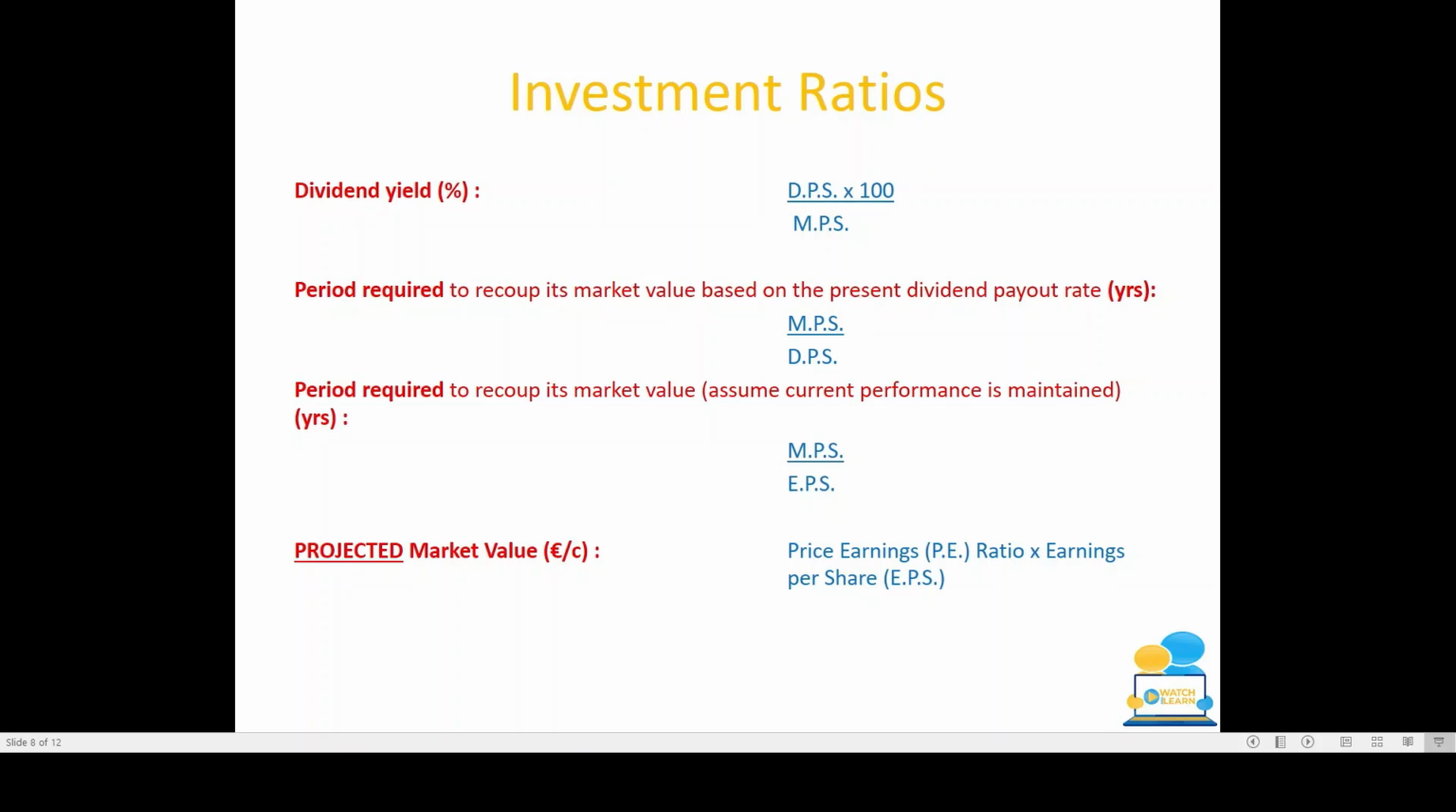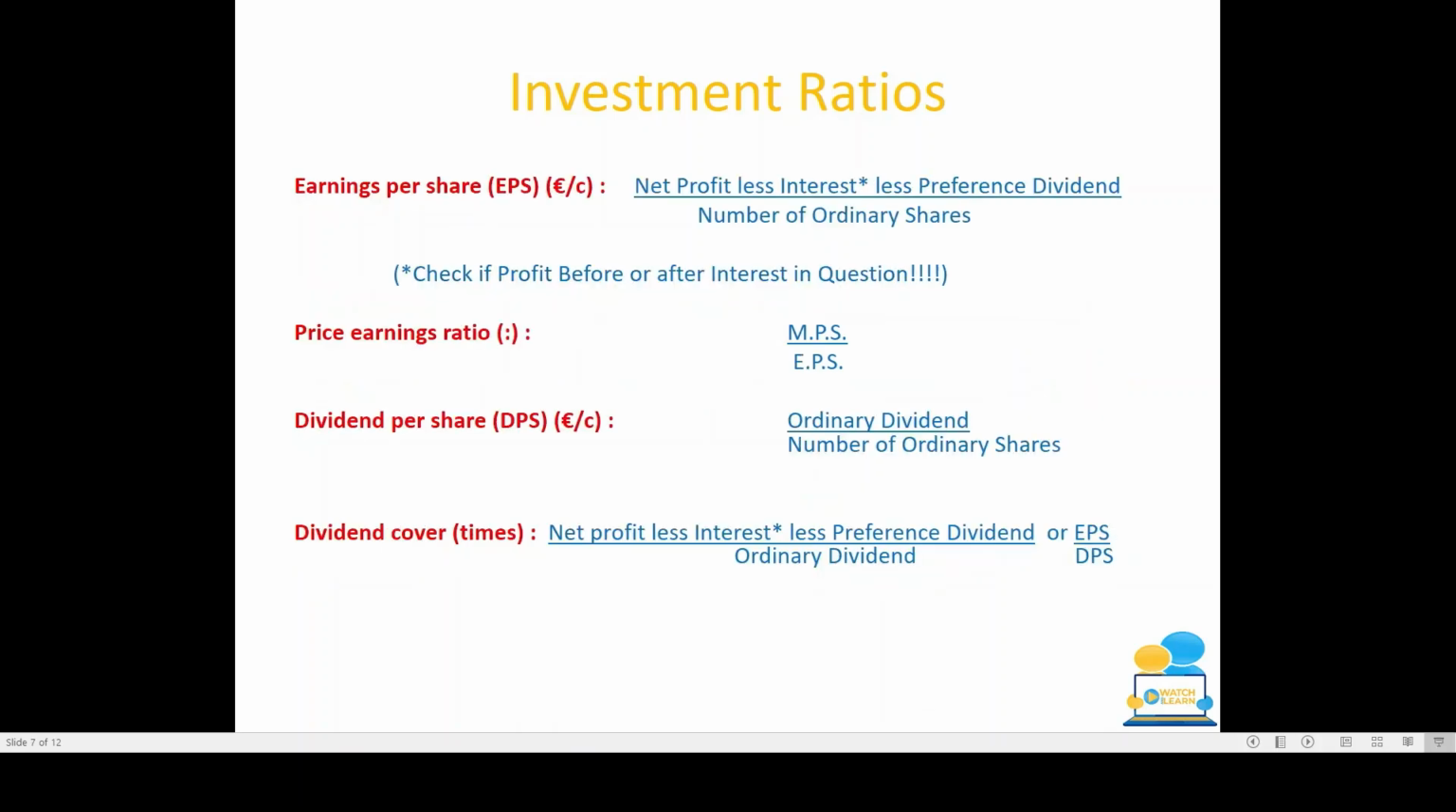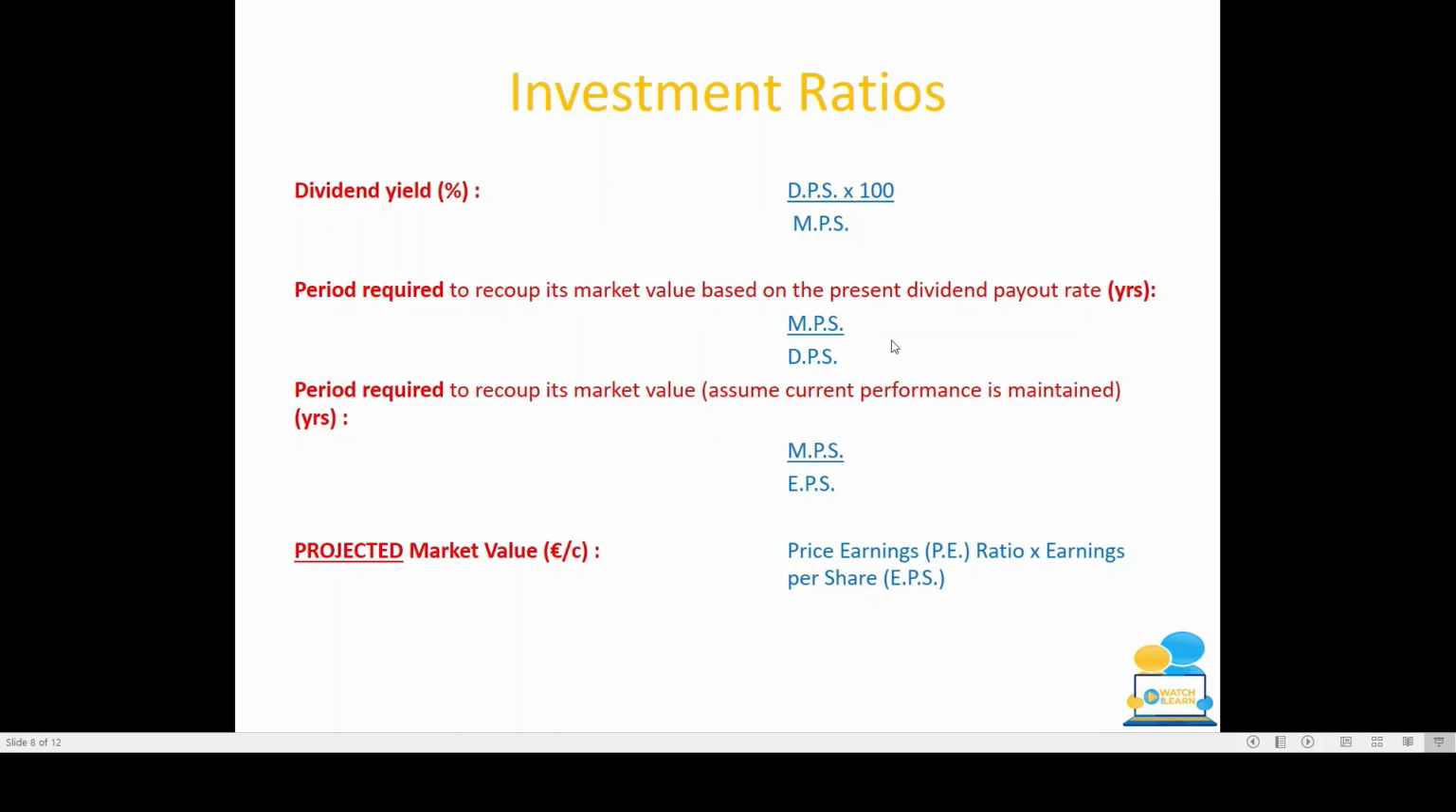Dividend yield, again, is dividend per share, which we would have worked out in the previous slide, over the market price per share multiplied by 100. So again, for dividend yield, you will effectively have to work out two ratios because you need to work out your dividend per share and then divide that by your market price per share multiplied by 100 to get your answer as a percentage.